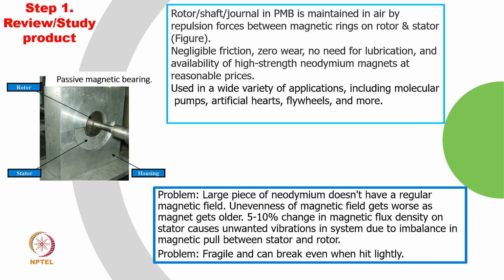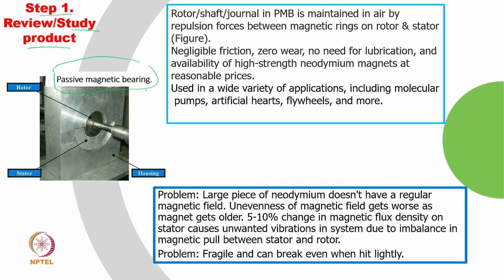The first step of FMEA is to understand the product, review the product, study the product, and if the product does not exist, do some experiments on it. First is a mathematical model, then fabricate the unit, then perform experiments and then start FMEA on that. In the figure shown of the passive magnetic bearing, it appears more like a journal bearing.